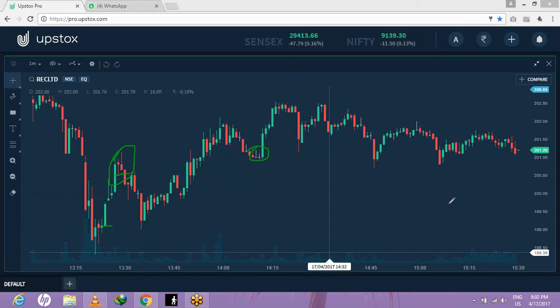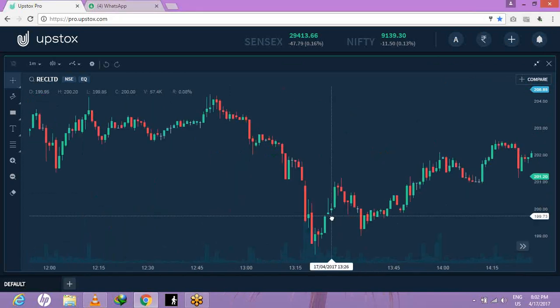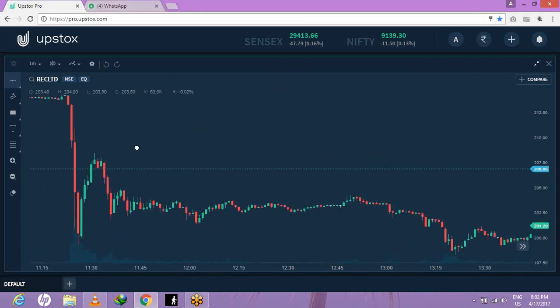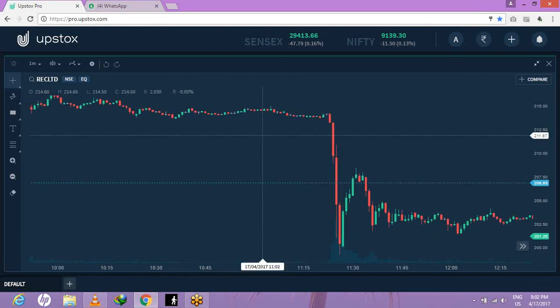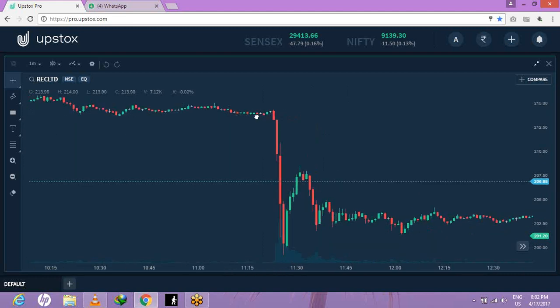Now let me show you one, two, three things. Can you check the point where REC crashed today? Yes, you definitely can check, and I will tell you why it crashed today. This crashed here. See here. This has crashed here, gone up, crashed again, and now it has gone to the support level again.